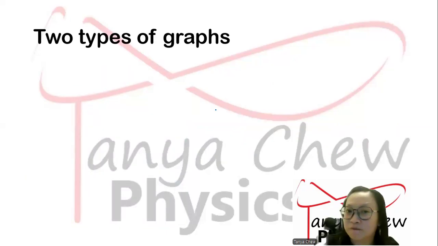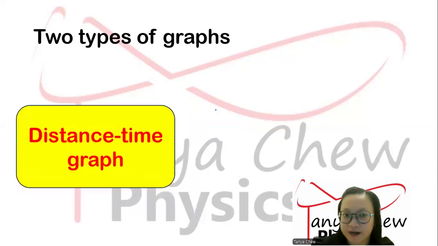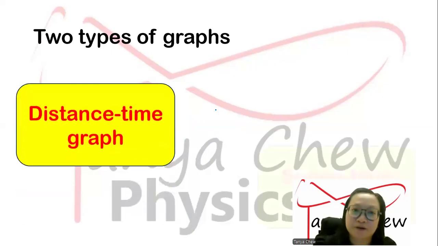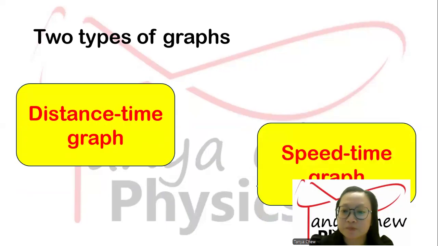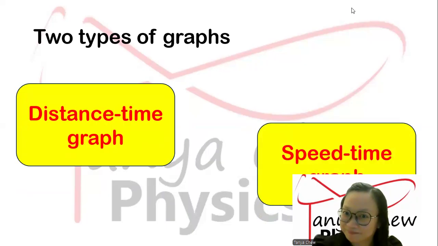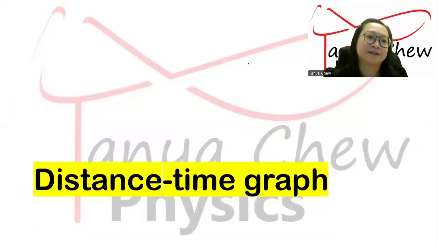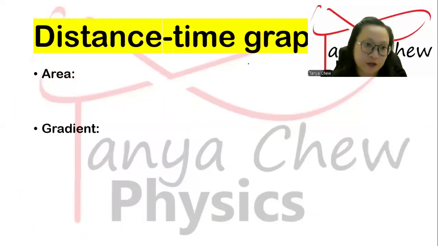There are two types of graphs that I'm going to present today. First is the distance time graph, and the other one is the speed time graph. So are you ready? Let us look at the distance time graph first.